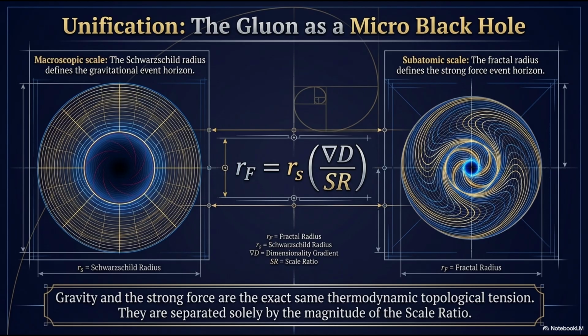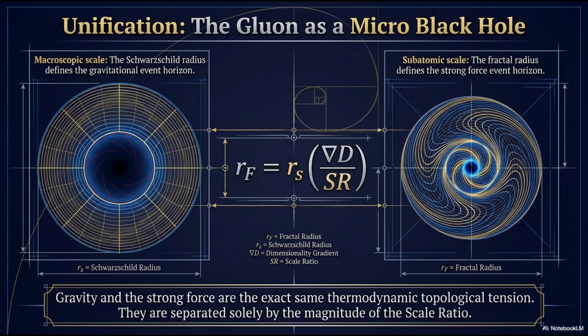IFD takes its own geometric formula for the event horizon of a subatomic gluon, scales it up across the logarithmic descent we discussed earlier, and the effective radius of the fractal vortex maps flawlessly onto the Schwarzschild radius. Wait, it maps perfectly? Without adjusting the equation? Without any adjustments, the math reveals a startling unification. Gravity and the strong nuclear force are not two different phenomena. They're the exact same thermodynamic topological tension. The only difference between them is the magnitude of the octave.